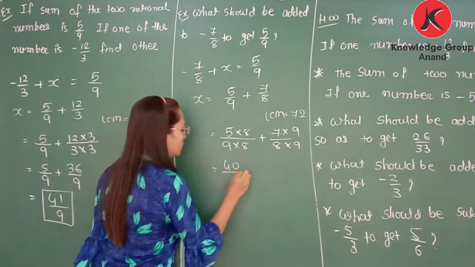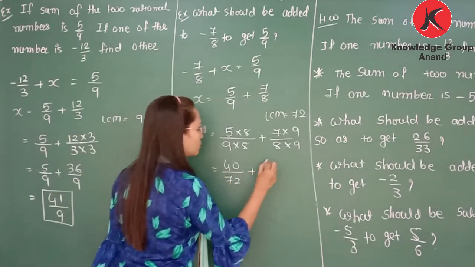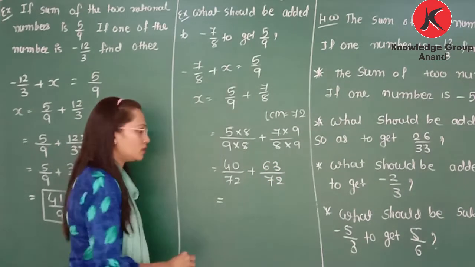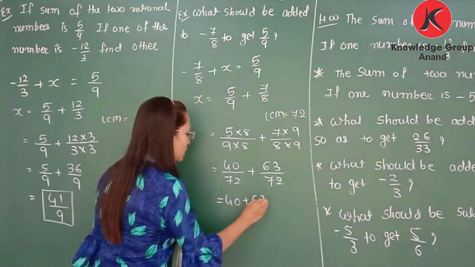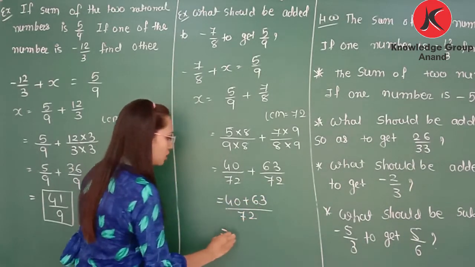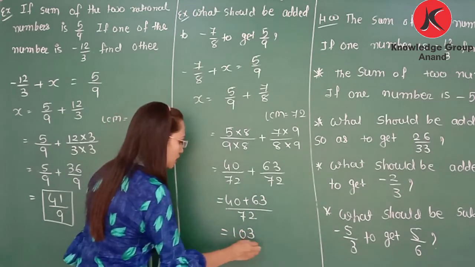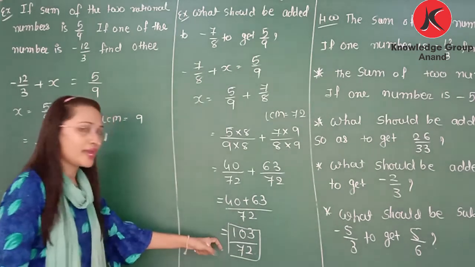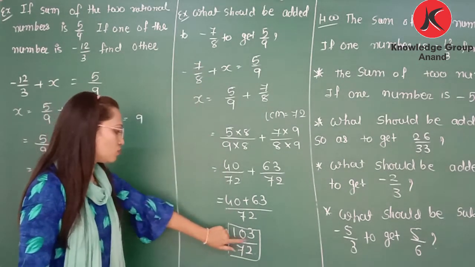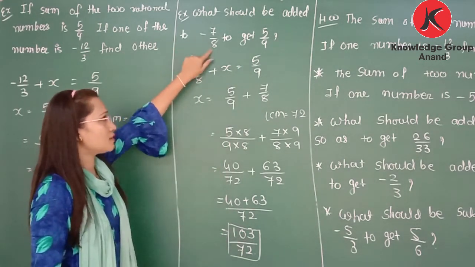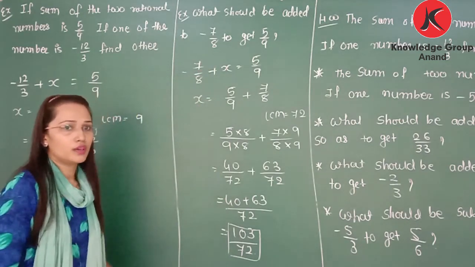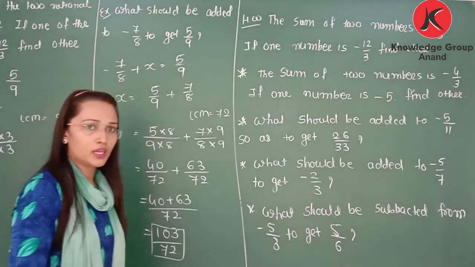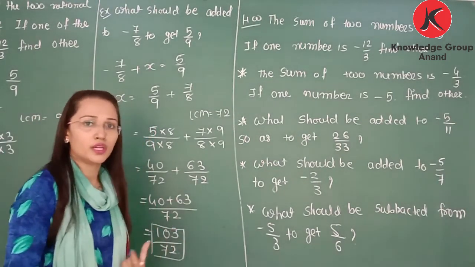8 5s are 40 by 72 plus 63 by 72. Clear? Now 40 plus 63 is 103 by 72. So this will be our answer. So what should be added? If we add 103 by 72 to minus 7 by 8, we will get 5 by 9. Here 5 examples are given and you need to find the answers as we performed in the previous examples.